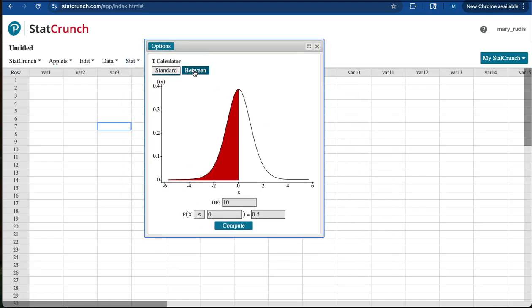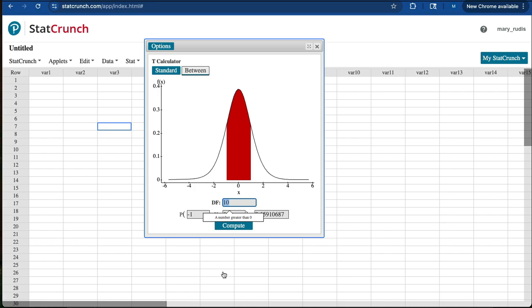And we're looking for in between. So we want the T calculator in between. And the first thing we notice here is it's asking for something called degrees of freedom, which is DF. So the letters DF stand for degrees of freedom. And that is always going to be your sample size minus 1. So since our sample size was 34, that's going to be a 33.